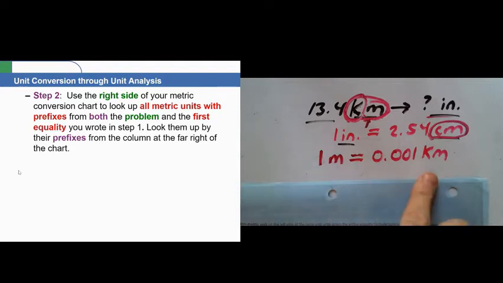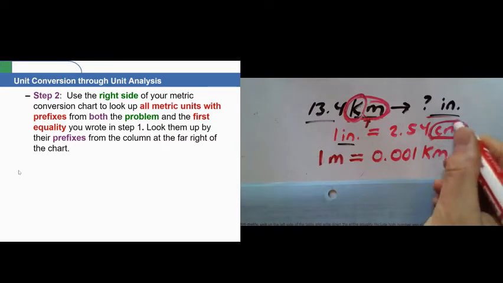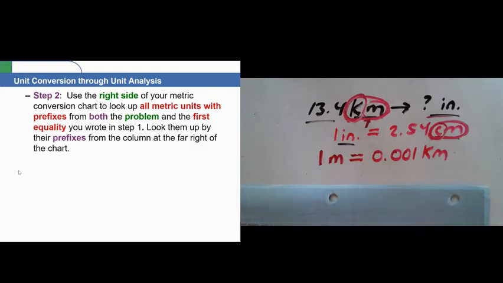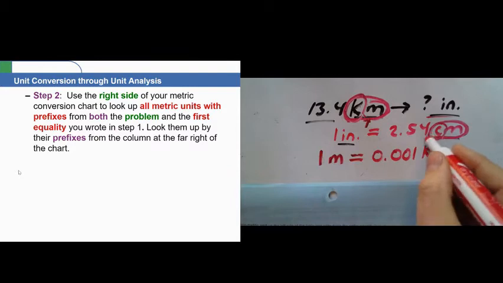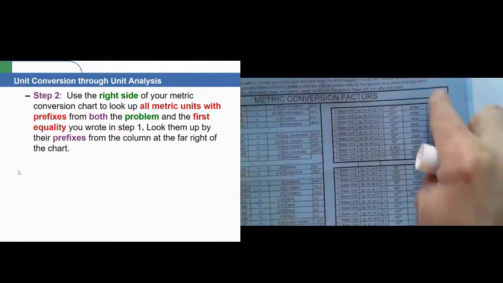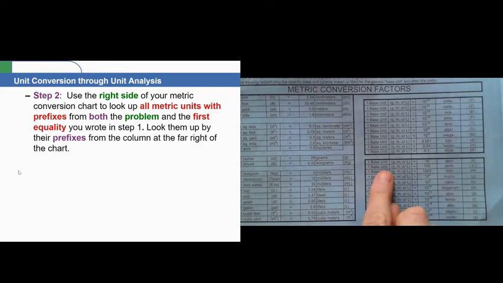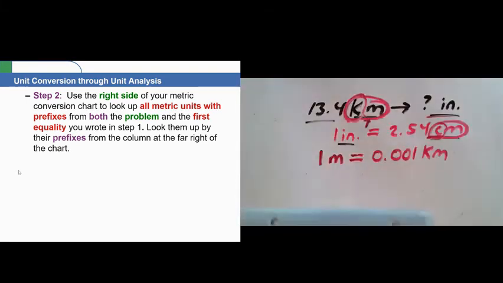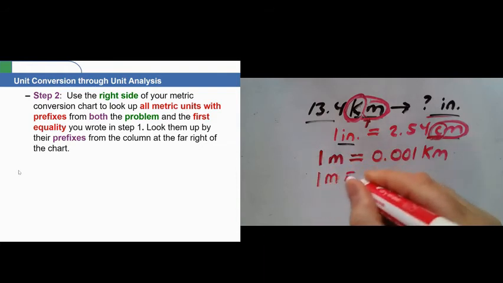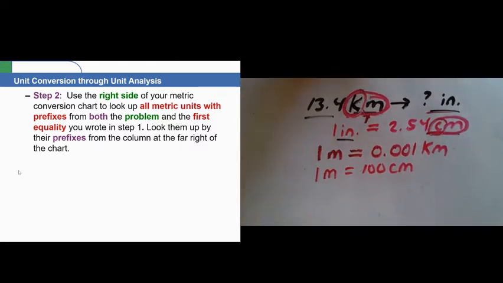Now, the next thing is we also need to look up centimeters the same way. Because that has a prefix in front of it, we have to look it up. Now, if it just said meters, there's nothing to look up there and we can move on. But this particular one has centi, so we need to look that up. So again, we go down by the right-hand side, look for centi. It's right here. Again, it says 1 base unit, in this case, meters, is equal to 100 centi. And then we add the base unit again. So we say 1 meter is equal to 100 centimeters.